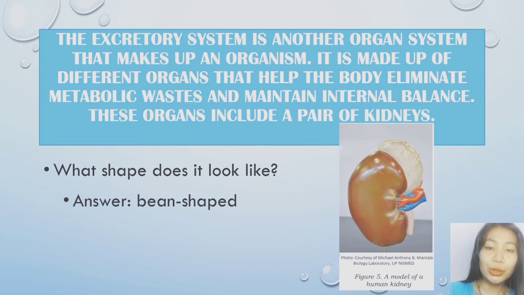So the excretory system is another organ system that makes up an organism. It is made up of different organs that help the body eliminate metabolic wastes and maintain internal balance. These organs include a pair of kidneys. So here in figure 5, you can see the model of a human kidney.